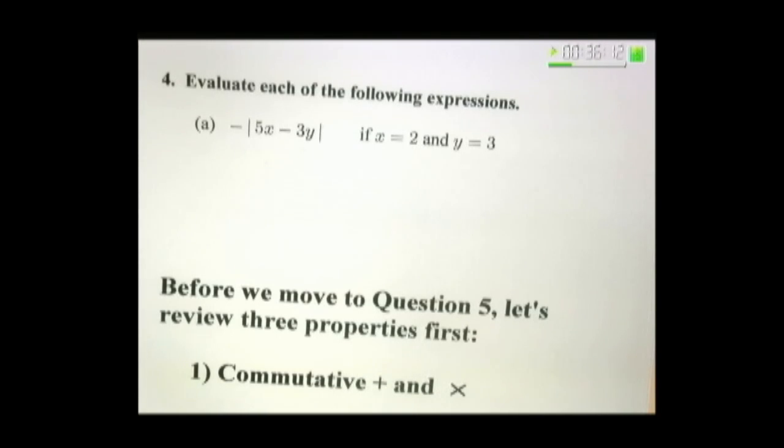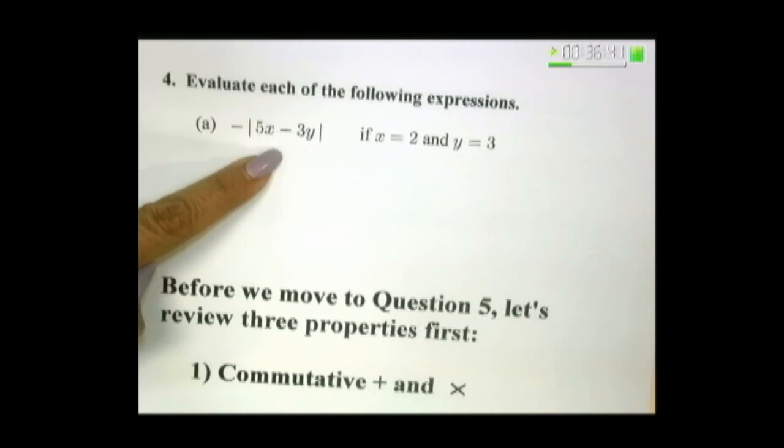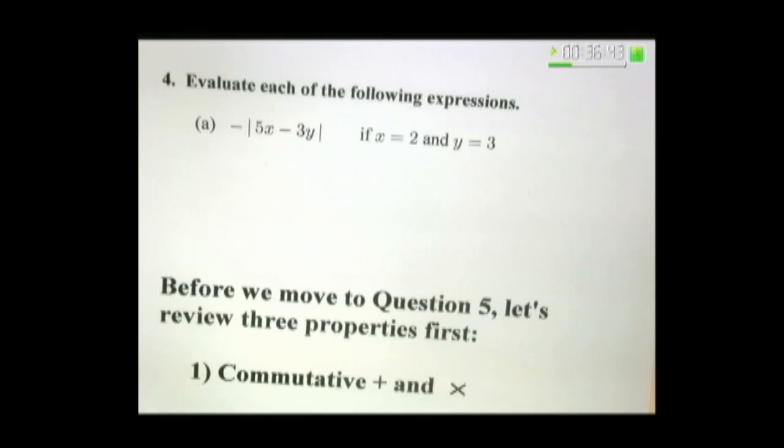Evaluate each of the following expressions. Looking at A, will your answer be positive or negative, not even knowing what x and y are? It says negative, the absolute value, the opposite of the absolute value. Your answer will be negative because absolute value means always positive, right? It's the distance away from 0 on a number line. Distance is always positive. So this says the opposite of positive. The opposite of always positive will be negative. So we know that the answer to A will be negative.